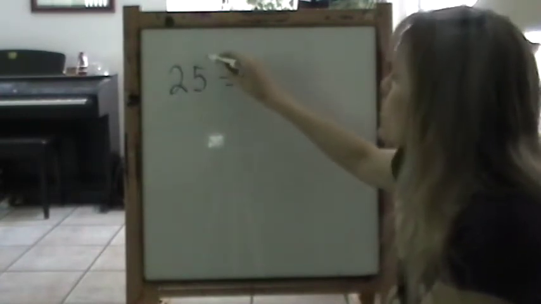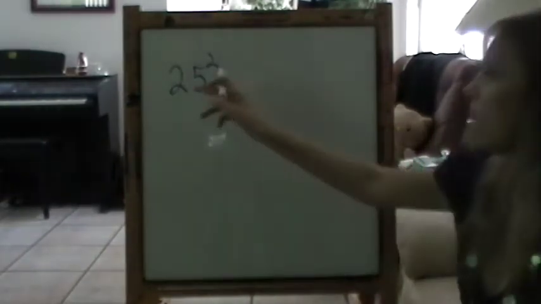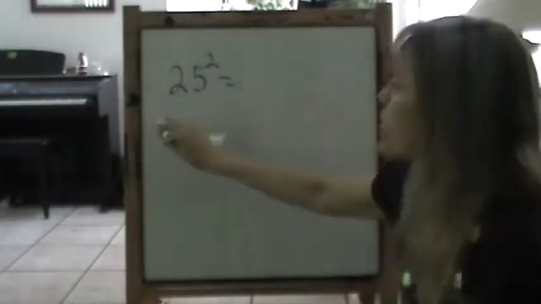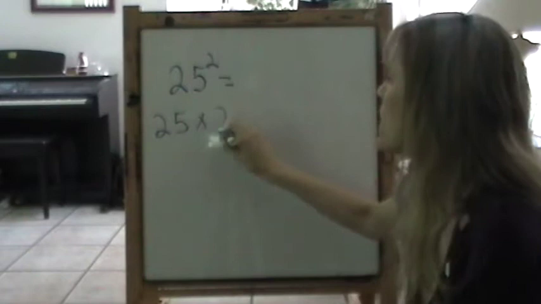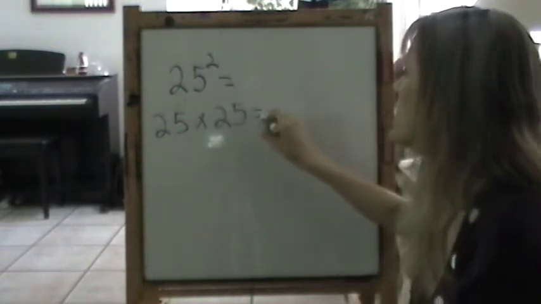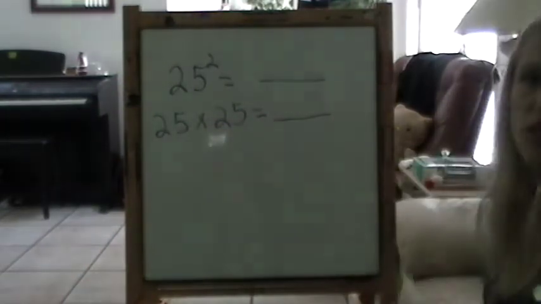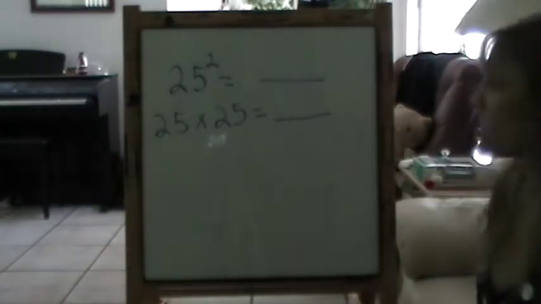So let's try 25. Now, before I start, we all know what squaring means, correct? To square means to multiply that by itself. So we can also write it like this. Either way, that's the same problem. 25 squared is 25 times 25. So we know that.